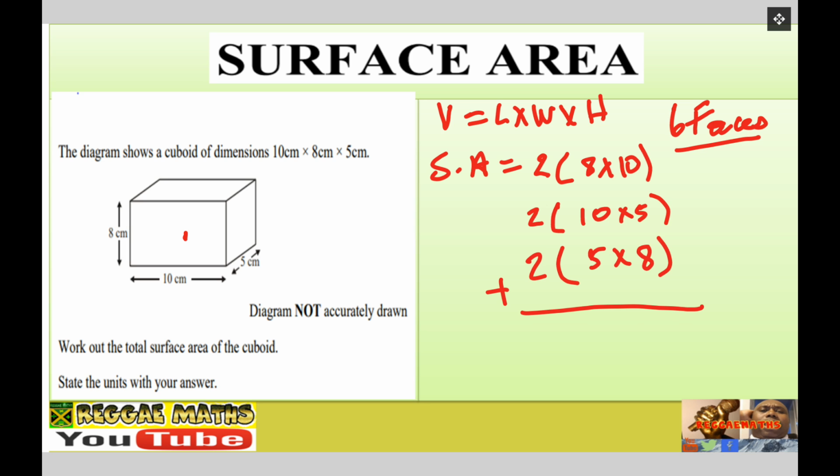So 8 times 10, that's 80, times 2 is 160. Then I got 10 times 5, 50 times 2 is 100. 5 times 8 is 40. 40 times 2 is 80.